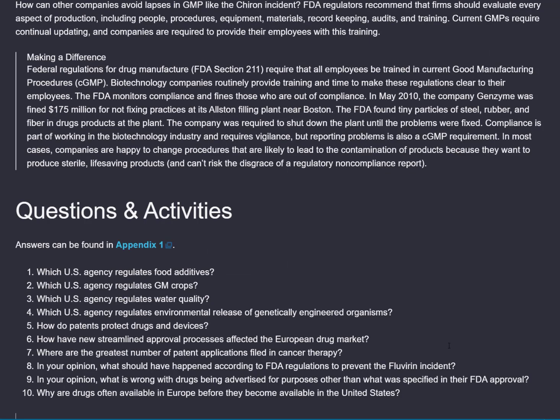How can other companies avoid lapses in GMP like the Chiron incident? FDA regulators recommend that firms should evaluate every aspect of production, including people, procedures, equipment, materials, record keeping, audits, and training. Current GMPs require continual updating, and companies are required to provide their employees with this training.